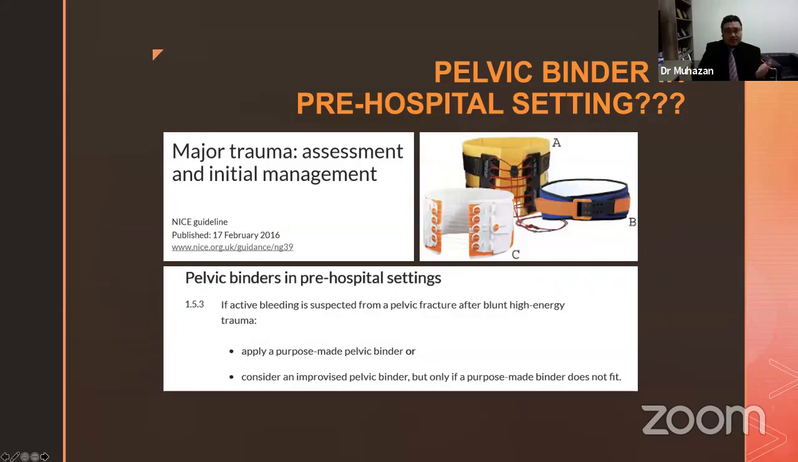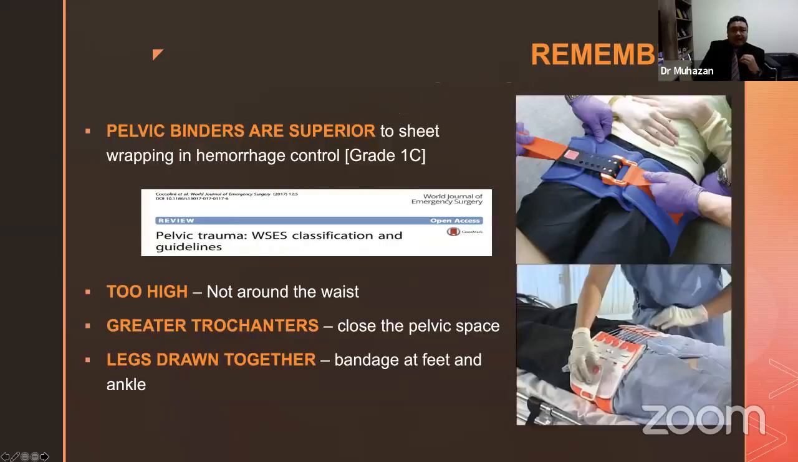Then the next question: do you use a pelvic binder in a prehospital setting? The answer is yes. Please use it immediately, even in a prehospital setting. And I think that all our MAs and medical officers are well versed in placing a pelvic binder. All right, a few things to remember. Pelvic binders are superior to a wrapping sheet. Sometimes we use a white cloth to bind, but if you have pelvic binders, use your pelvic binder. Don't place it too high. Place it at the greater trochanter, and if possible, draw the legs together.